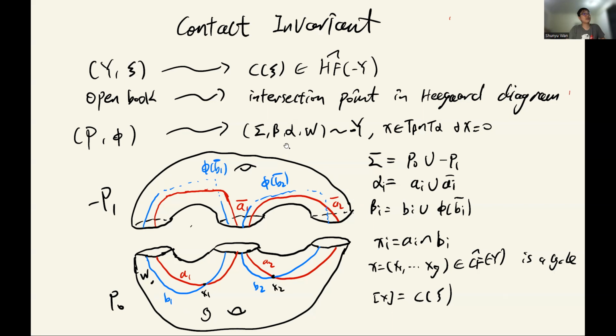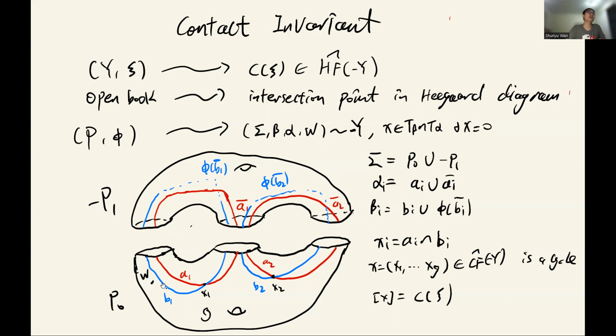And it's not that hard to check that sigma, beta, alpha is a Heegaard diagram for -Y. And finally, we put the base point outside the a_i b_i strip. So it's in here.